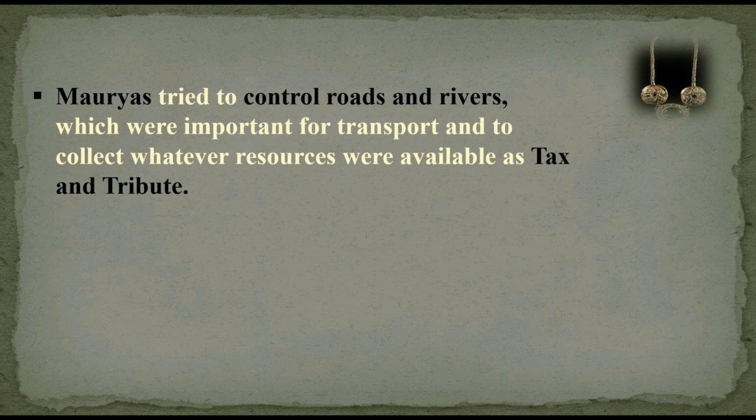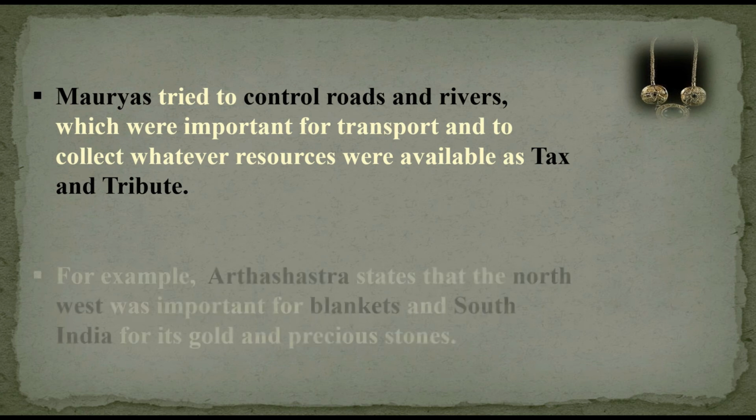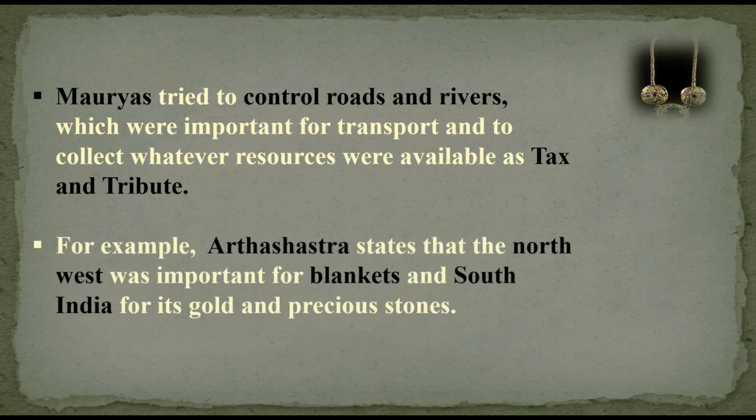Mauryas tried to control roads and rivers, which were important for transport, and to collect whatever resources were available as tax and tribute. Here, what is meant by tribute, we will see. For example, Arthashastra states that the northwest was important for blankets and South India for its gold and precious stones.